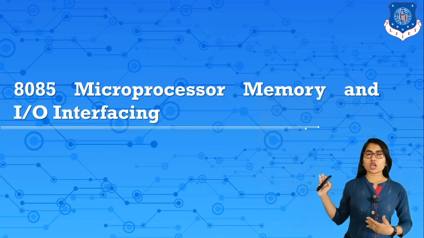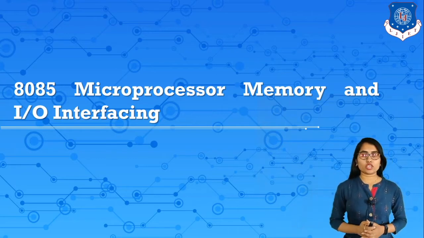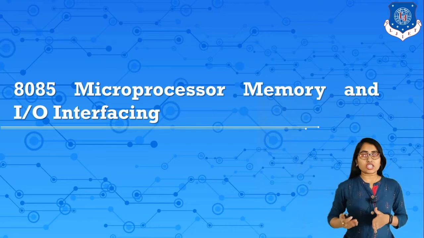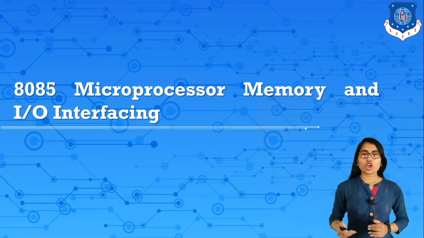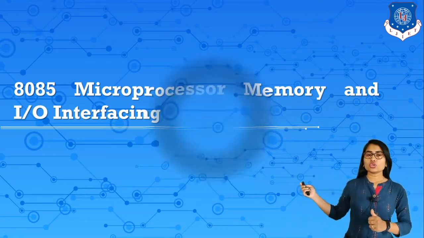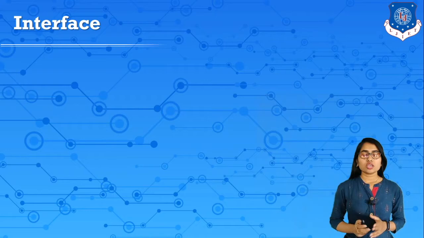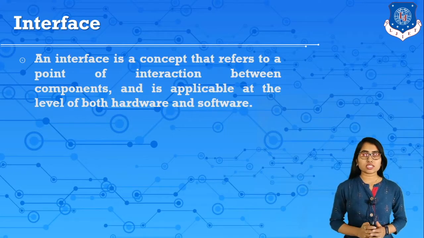Our today's topic is 8085 microprocessor memory and input-output interfacing. So let's discuss how the 8085 microprocessor can interface with memory or with input-output. So what is an interface? An interface is a concept that refers to a point of interaction between components, and is applicable at the level of both hardware and software.